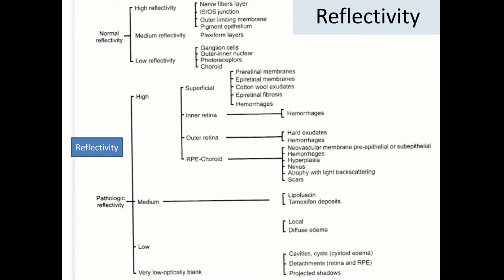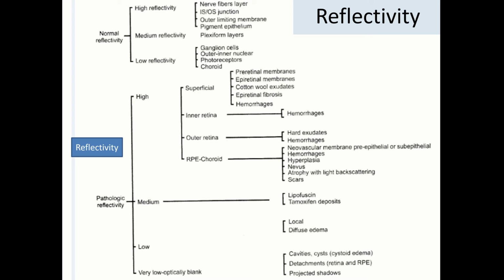Normal reflectivity, as we highlighted before, the highly reflective are the nerve fiber layer, ISOS junction, outer limiting membrane, pigment epithelium, while medium reflectivity is plexiform layer. And low reflectivity is ganglion cell, outer nuclear, inner nuclear layer, photoreceptor, and choroid. Higher reflectivity in pathogenesis: in high superficial, it can be preretinal, epiretinal membranes. Inner retina, you can have hemorrhages which produce reflectivity. Outer retina, hard exudate and hemorrhages.